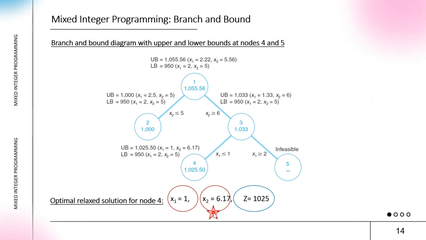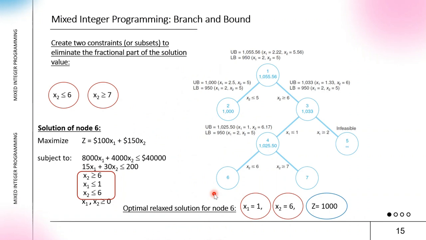The next step is to split the LP relaxed form of the optimization problem at node 4 into two new subproblems or branches. As we know, we have to create branches from the decision-making variable with the largest fractional part. In node 4, the optimal solution is 1 and 6.17 for x2. Since only x2 has a fractional part, we select x2 to create branches, as we can see from here.